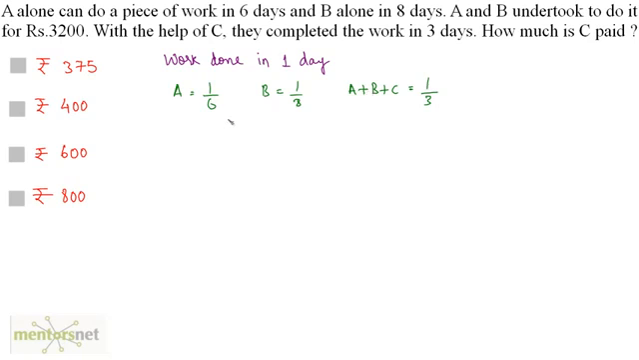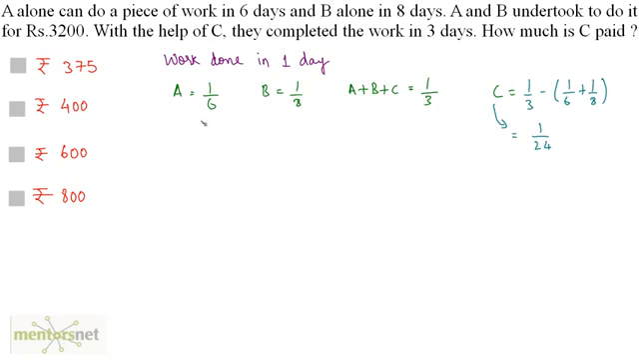That is the work done by all of these 3 people in 1 day. Now we need the work done by C in 1 day. So work done by C in 1 day will be equal to the work done by all of them minus the work done by A and B. So work done by all of them is 1 by 3 minus work done by A and B together. So that will be 1 by 6 plus 1 by 8. So this will come out to be 1 by 24. So work done by C in 1 day is 1 by 24.